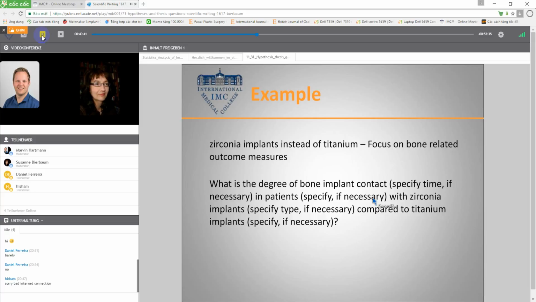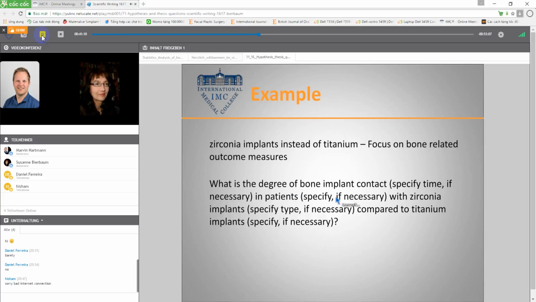If you have 10 papers giving you bone implant contact, look at what time points it was measured. Was it after 2 weeks, after 2 months, after 10 years? I know some of these don't make sense, but you see it's all bone implant contact for zirconia versus titanium, but depending on the time after which you found it, you will get different results. Yes, these can influence your outcome measure.